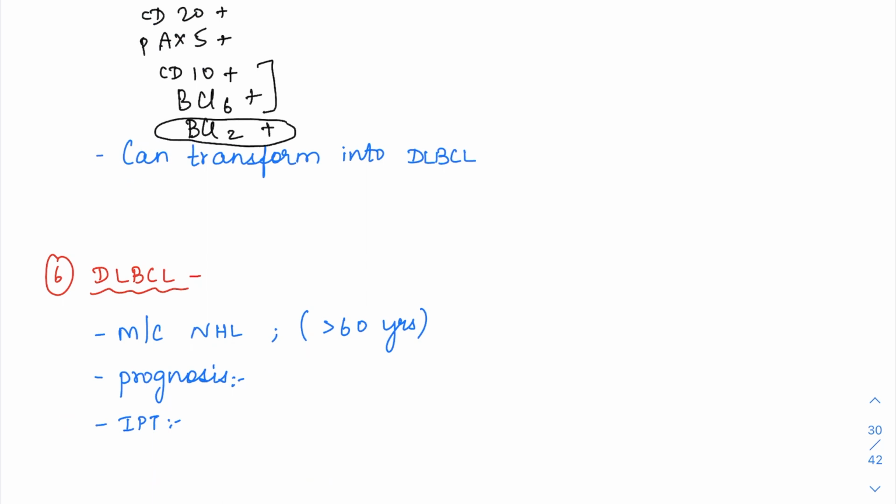This follicular lymphoma, I told you, is a very indolent kind of lymphoma, right? But it can transform into a diffuse large B-cell lymphoma. Diffuse large B-cell lymphoma is an aggressive kind of lymphoma. Many of the lymphomas can eventually turn into DLBCL, so this follicular lymphoma can turn into DLBCL here.